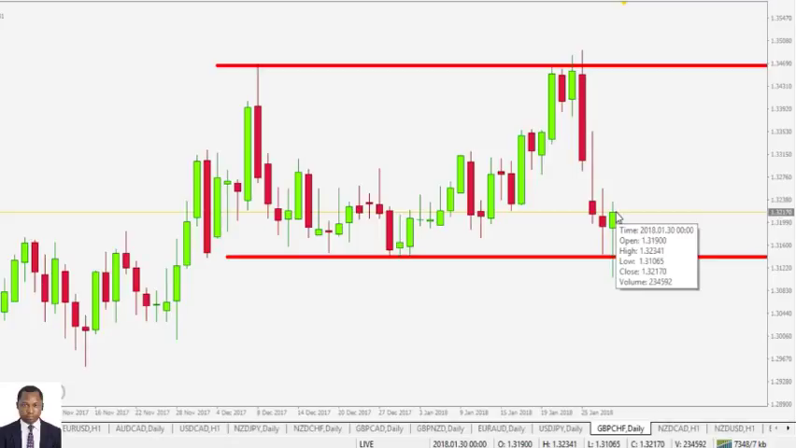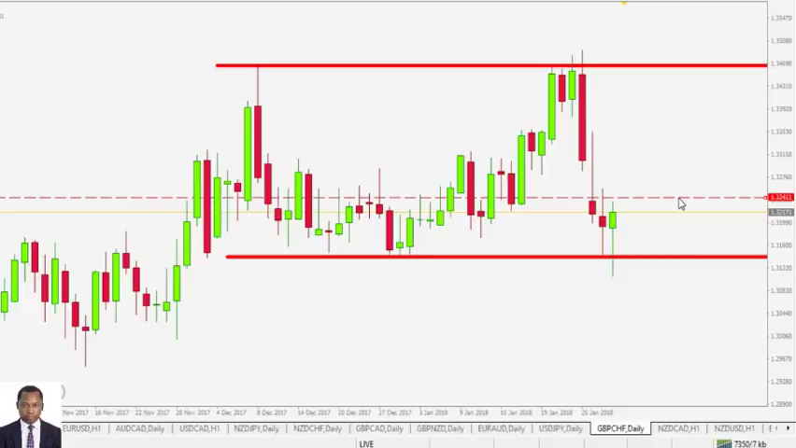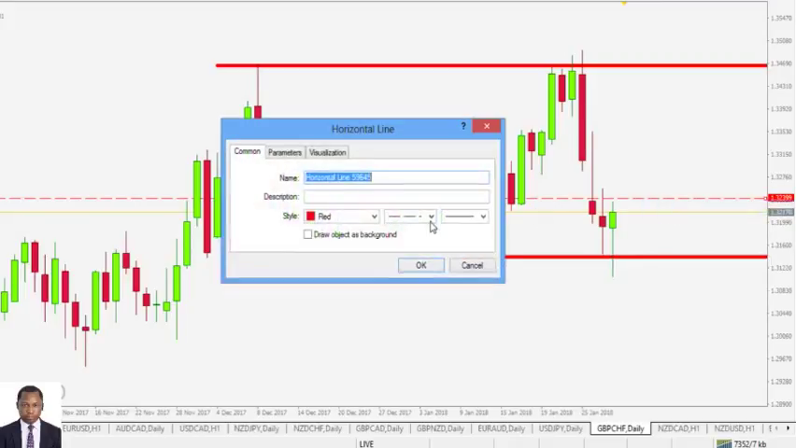The high of this candle is 1.3234, so the buy stop will be 1.3239 level. 3239. Okay, that's it. I'm going to change this color.